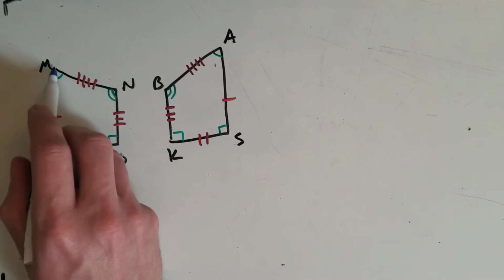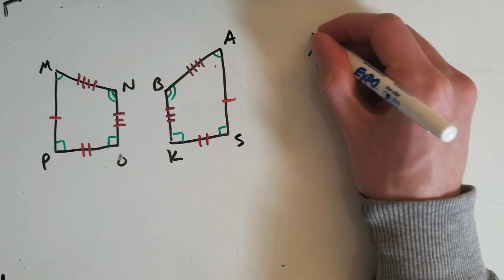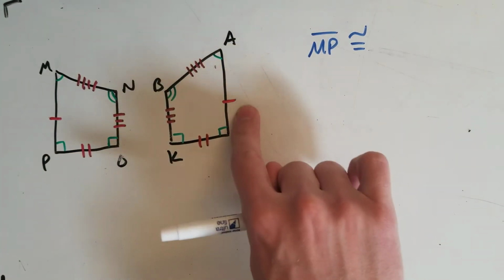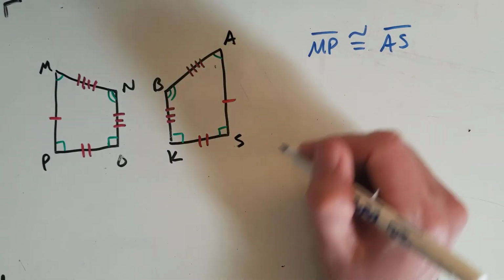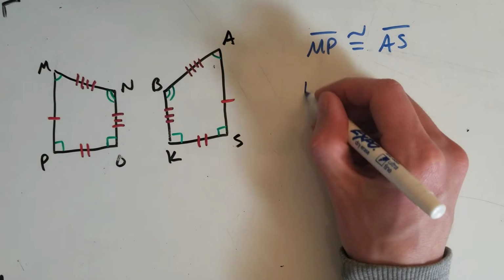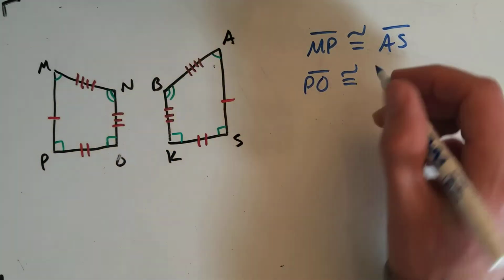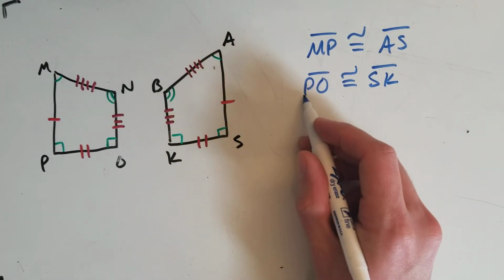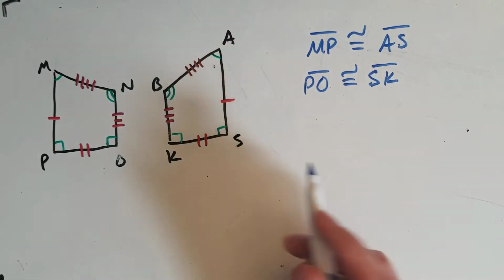So if we look, I'm going to look right here at MP, that side. We want to figure out what that's congruent to. Well, MP, if you look over here, the other side with one marking is going to be AS. So MP goes with AS. Let's say we go down to the bottom here, PO. Well, that's going to go with the SK over here. And I put the P first, or I put the S first here because I put the P first here. The P went with the S on this one as well.